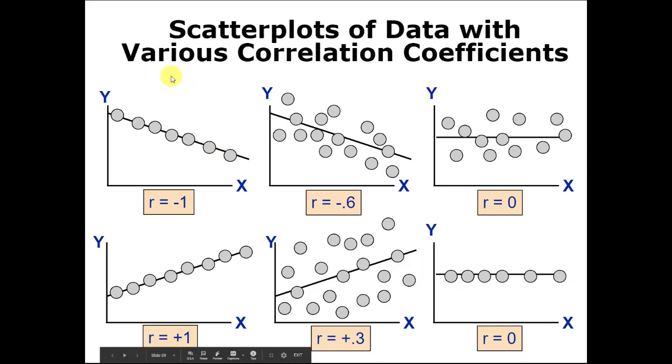So again, this is a very strong relationship in the negative trend. This is a moderate relationship in the negative trend. This is no relationship. This is no relationship. This is a weak relationship in a positive trend. And this is a very strong relationship in the positive trend. So you can see how relationships and trends describe two different things.